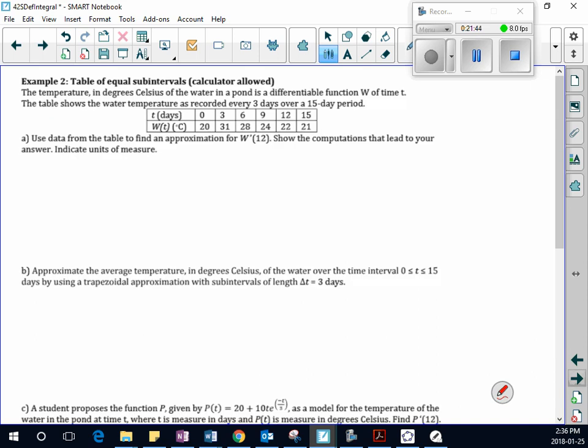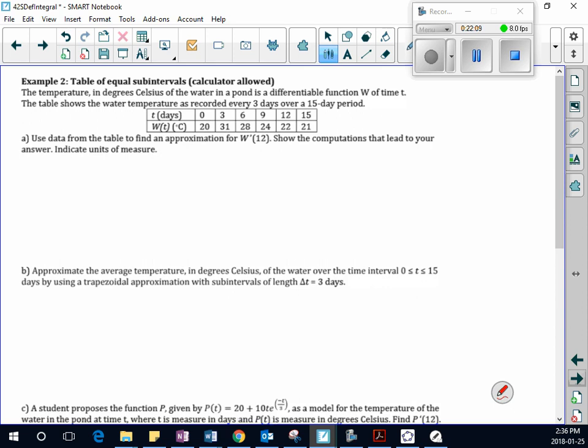This is a calculator allowed one. It says, you could, yeah, because you just shift it, right? If you do that one worksheet, you'll know what I'm talking about. The one that says Riemann's sum, or who's Riemann, or something like that.